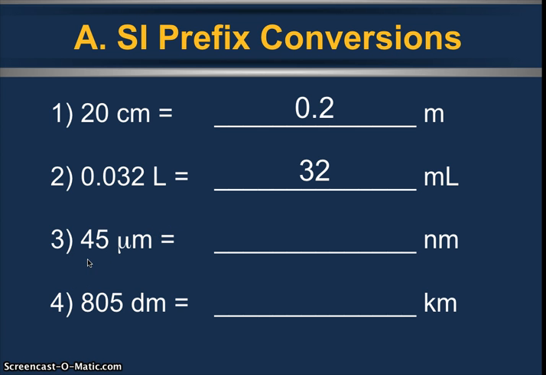Now the next one, 45 micrometers. That little funny looking U with the teardrop on it, that represents micro. And we're going from micro down to nano. Micro is 10 to the negative 6th. Nano is 10 to the negative 9th. So we do negative 6 minus negative 9, which comes out to 3, which means we need to go 3. But which direction? So we're going micro down to nano. When we go down the chart, remember we move the decimal to the right. So you need to go 3 to the right, and you get 45,000.